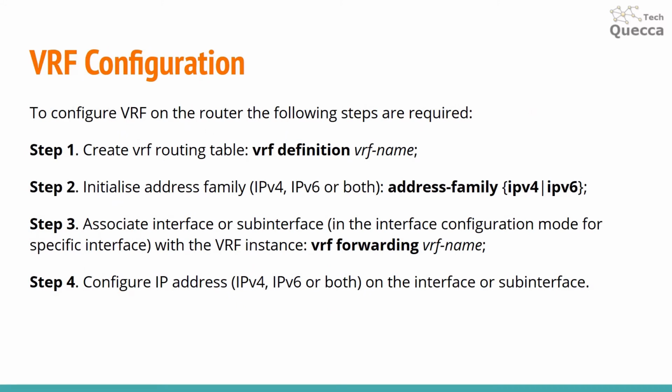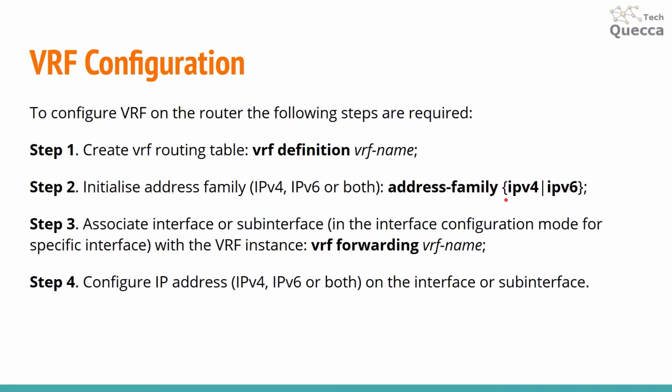To configure VRF on the router, the following steps are required. First step, create the VRF routing table with the command vrf definition and then the VRF name in global configuration mode. Second step, initialize the address family, IPv4, IPv6 or both, with the command address-family. And then you have two options, IPv4 or IPv6.